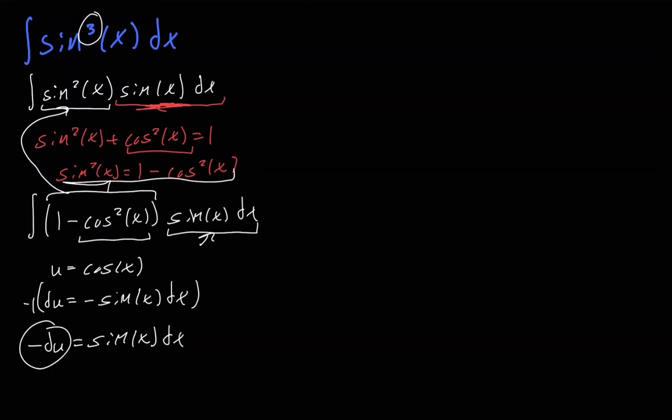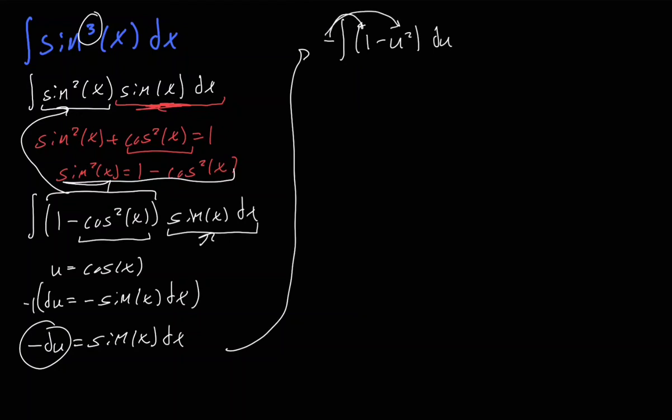Recall, we have this negative here. So let's just go ahead and pull it out of the integral. And then that would give us a negative integral of 1 minus u squared du, okay? Now let's go ahead and distribute this negative to that 1 right there and to that u squared, and that would literally just change the order, right?